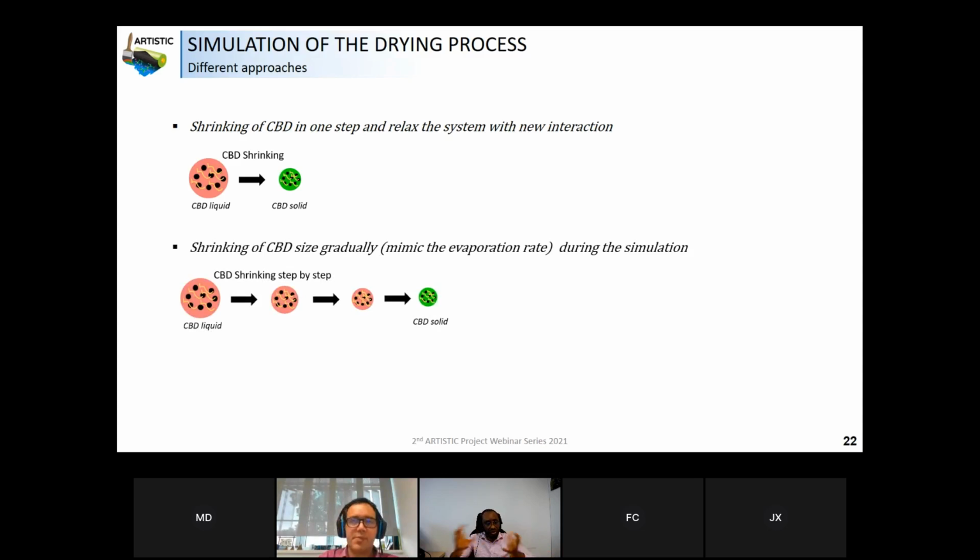We change the interaction between the particles, and then we simulate and equilibrate the system. For the second strategy, we can shrink the particle gradually, step by step, and then equilibrate also the final structure, with the final size of the CBD with that solvent.